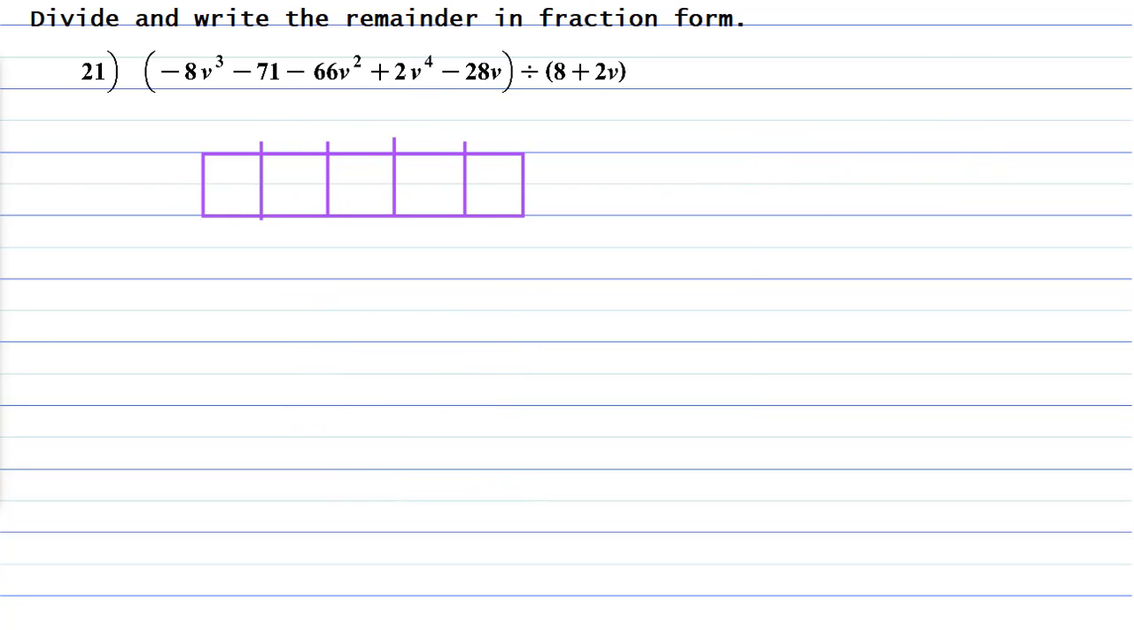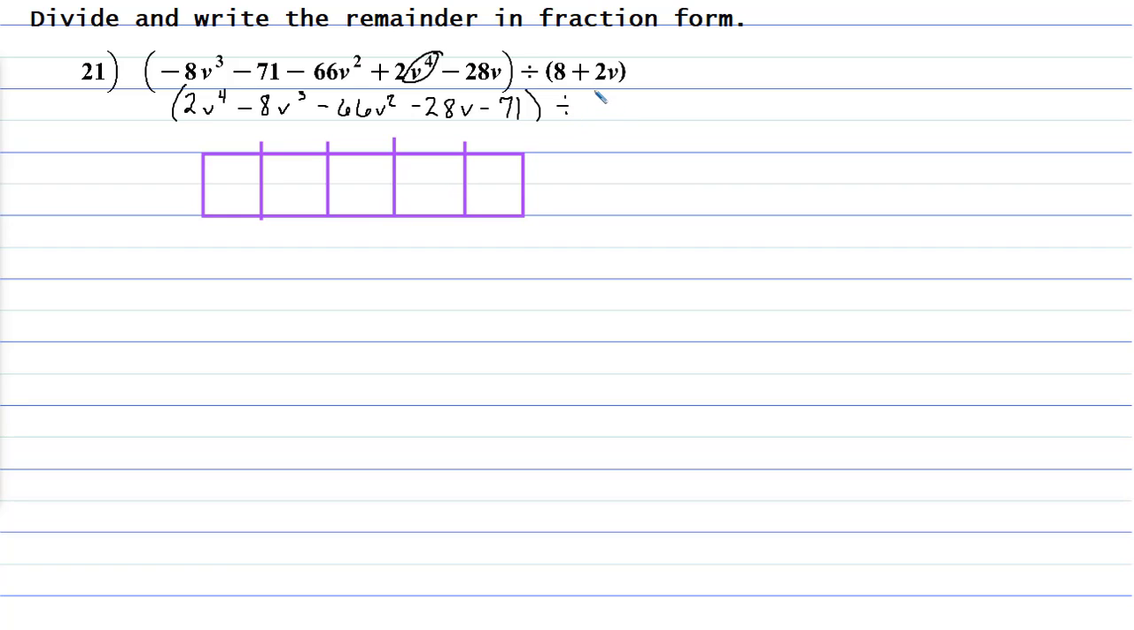So question 21. These are out of order. So the first step you need to do is rewrite it into the correct order. And so we look and see what is our highest power, and the highest power is v to the 4th. So that goes first. And then we have v cubed. Then we have our v squared. Then we have our v. Then we have our constant.